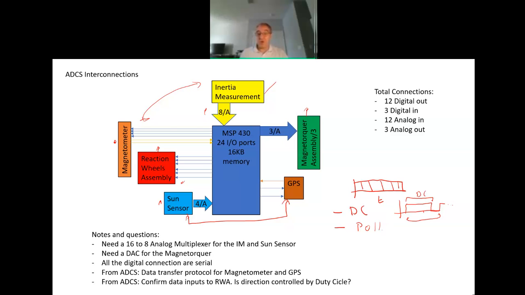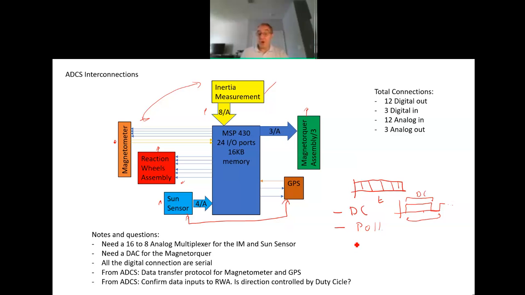So the definition of using the duty cycle as a way to define if we are going to rotate in one direction or the other requires a lot more computing, but it has an enormous advantage: it reduces by half the number of ports that we need to control the reaction wheel assembly.